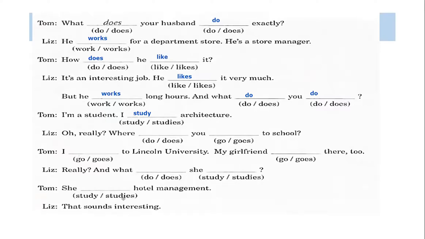Okay, let's go with Liz. Joanna. Oh, really? Where do you go to school? Very good. Now let's go with Tom. Another person. Let's see. Karina, Melissa, did you finish?